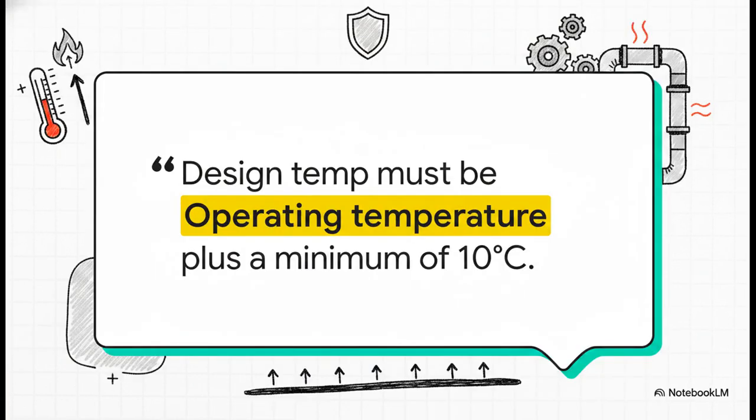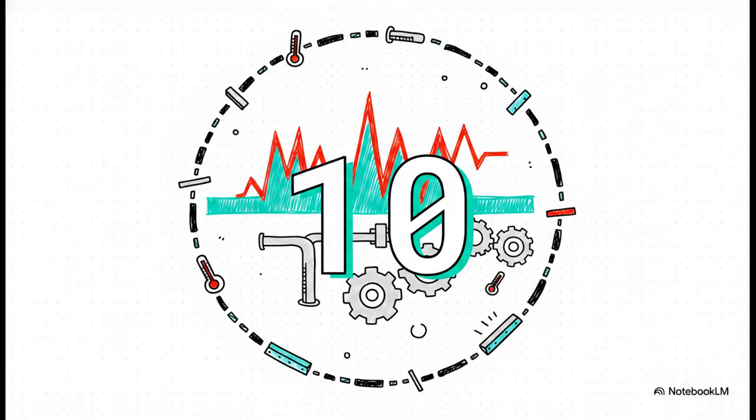A perfect example of this is the Shell Design and Engineering Practice, or Shell DEP. Now, this isn't just some random corporate memo. It is a rigorously tested benchmark respected and used by process engineers all over the globe. For normal services, it gives us a really strict rule of thumb. You must always take your normal operating temperature and add a minimum 10 degrees Celsius safety margin to establish your official design temperature.